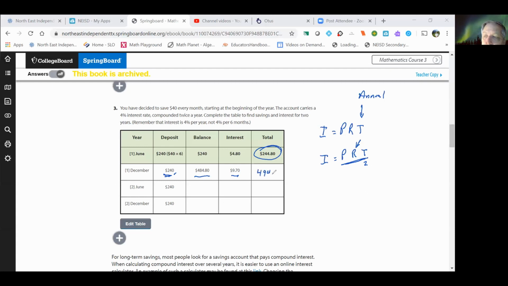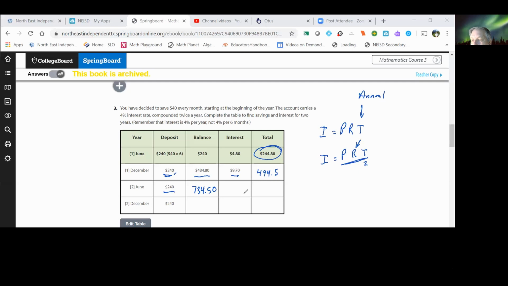494.50. And then, of course, during the next 6 months, we're going to put in another 240. We're going to add that to the 494.50, and we're going to end up with 734.50. And then we find the interest on that. So we're going to multiply that times 0.04, and that's going to be 29.38. But then we've got to divide that by 2. We're only doing 6 months. So it's going to be 14.69. And we're going to add that to the balance before.